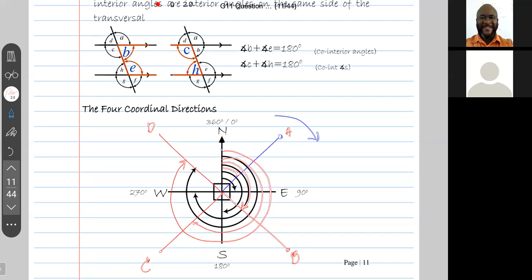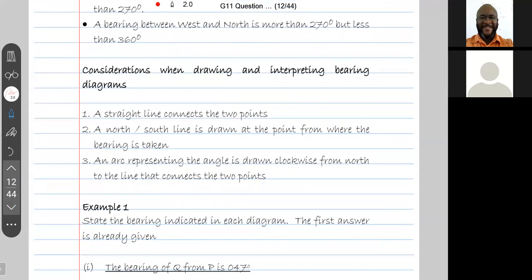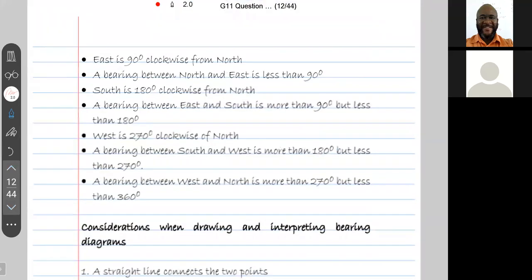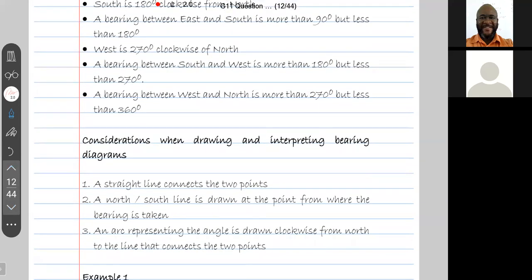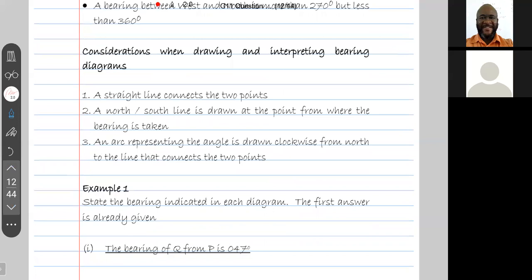We'll see that in action more. All right. Considerations when drawing and interpreting bearing diagrams. Here it is. A straight line connects the two points. A north-south, east-west line is drawn at the point where the bearing is taken from. Let's put the word from.